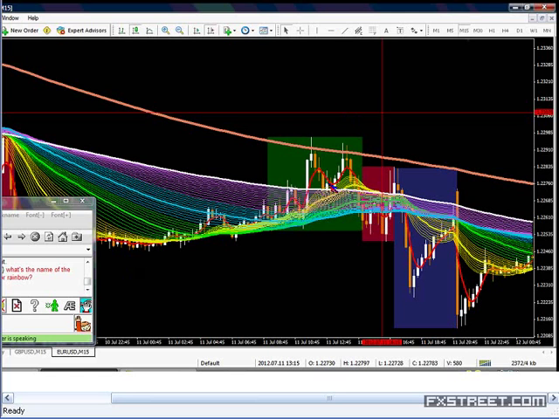Alright, I entered at this point around 80. I would look for about 25-30 pips. My risk is about 25-30 pips. So this would be the target that I'm looking for. Well, is there enough time? At this point, I would say there is.